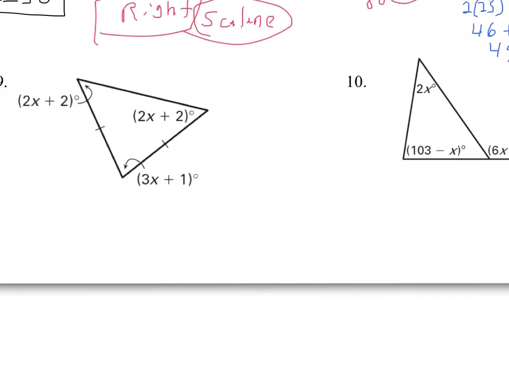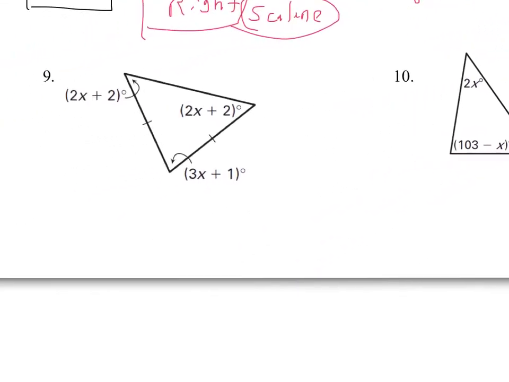Okay, on to number 9. Here we are given a little bit of information to begin with. The fact that we know these two sides are the same because they have the congruent markings. We learned in our last unit of Chapter 4 that that means the angles across from them will be the same. So this angle here and this angle here will be congruent. So let's set those equal to each other. They're going to have equal measures if they are congruent.